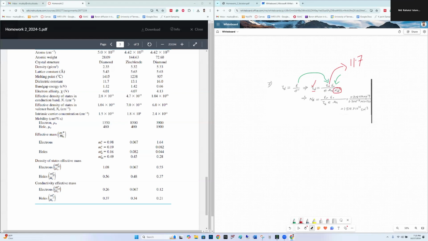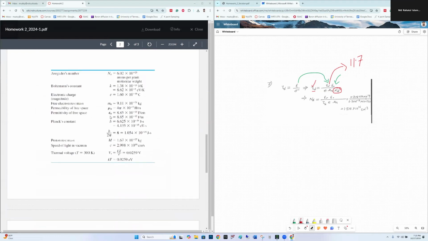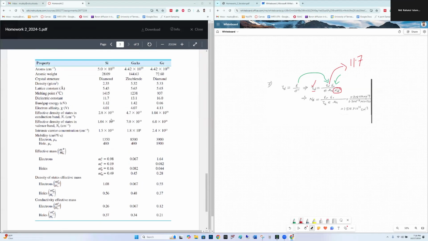Look here, we are putting epsilon r as 11.7, which is the dielectric constant. And for epsilon naught, look at the unit. I'm keeping all these things in centimeter, so I am putting the value 8.85 times 10 to the minus 14 farad per centimeter. In the case of mu n, the unit is centimeter square per volt-second. So instead of meter, we are using centimeter, and then the result would be in per centimeter cube.